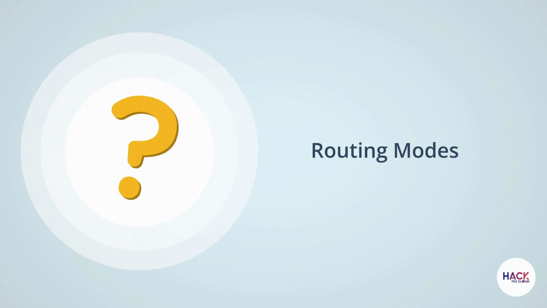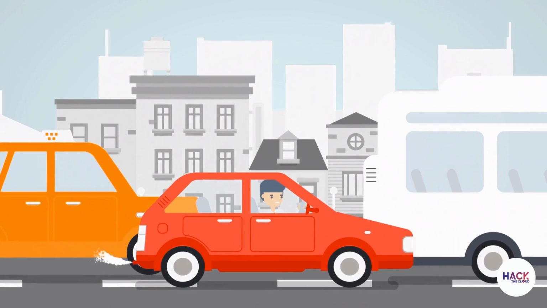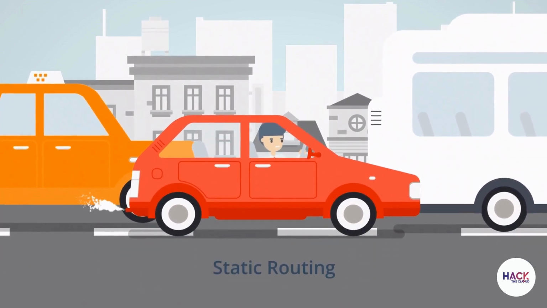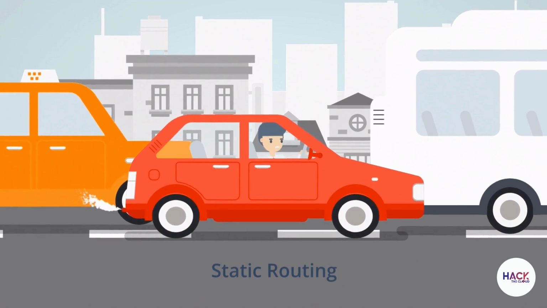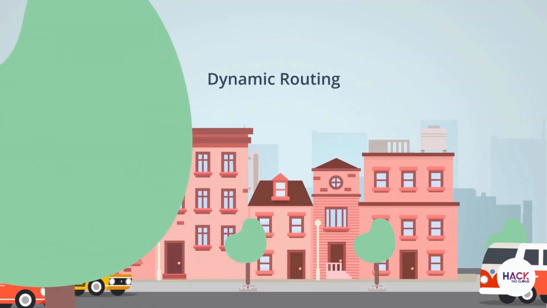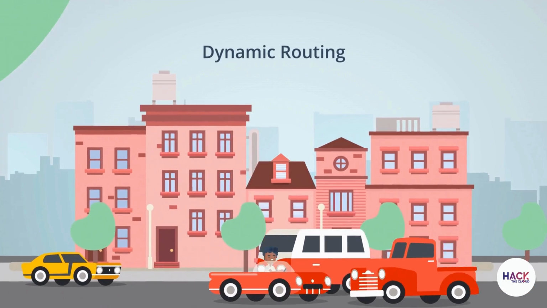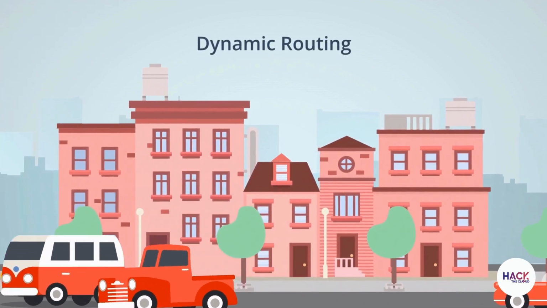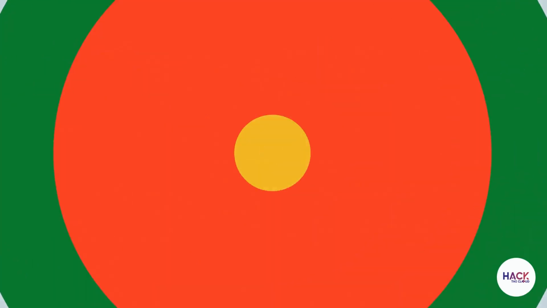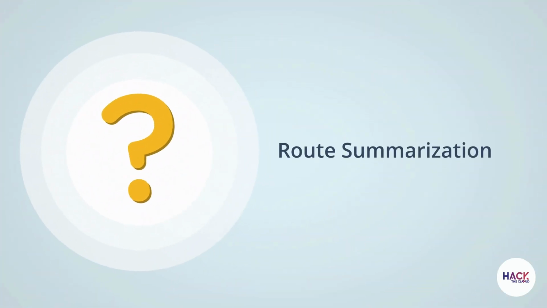Routing modes, static versus dynamic. Now let's talk about routing modes. We have two types, static and dynamic. Static routes are like that stubborn uncle who refuses to change his mind. They're fixed and don't update unless someone manually adjusts them. On the other hand, we have dynamic routing. These routes update to reflect the current state of the network. It's like the cool aunt who's always in touch with the latest gossip and knows the best routes to avoid traffic.